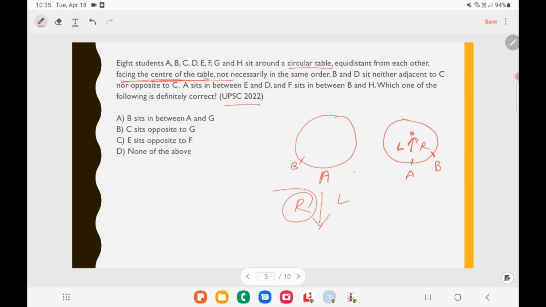So that's why facing the center or facing away from the center is actually very important. Okay, so this is the case, because the left and right will get changed. So you need to underline that point really very well. Okay, so now let us read the rest of the question now.